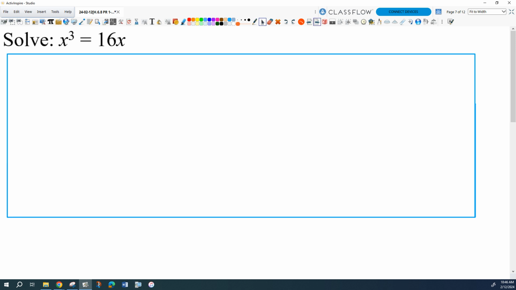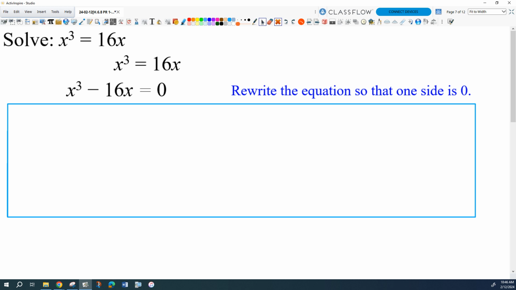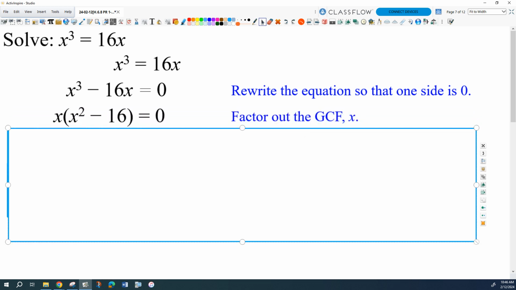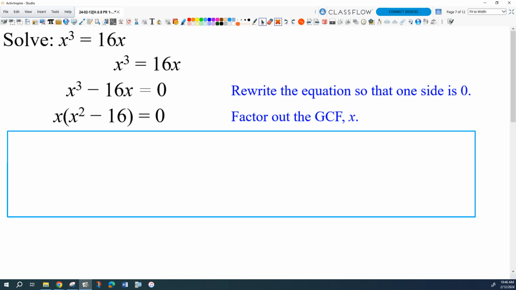What about this one? Standard form, so what do I have to do? Subtract 16x, good. Now what? I don't think GCF, yeah, so what's, ooh, x, all right. So we can factor out an x. Now what? What do we do with this guy? Difference of squares, so how does that factor? X minus 4 can be just 2, right?